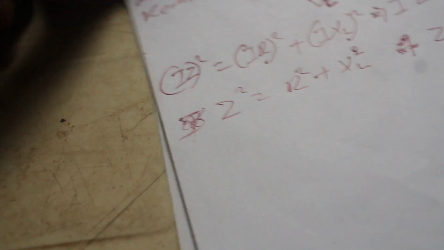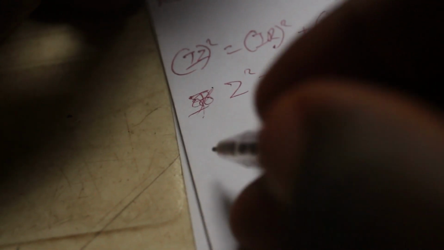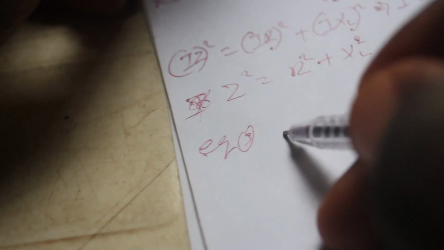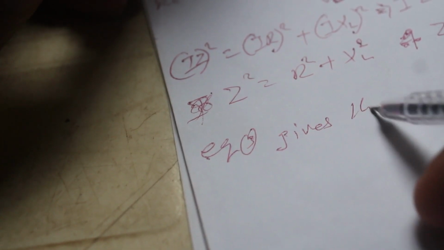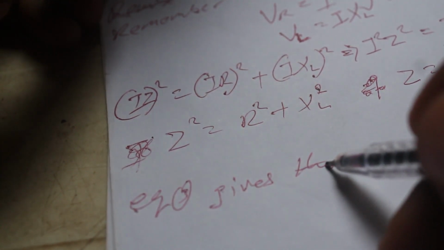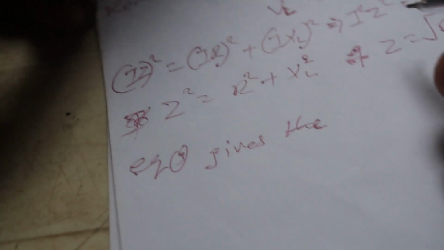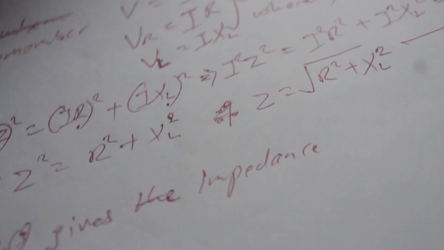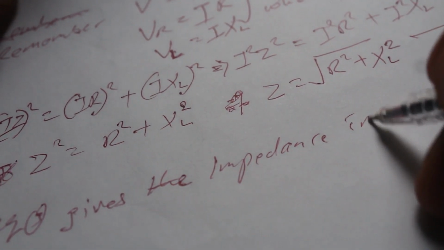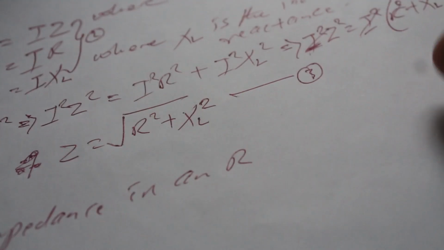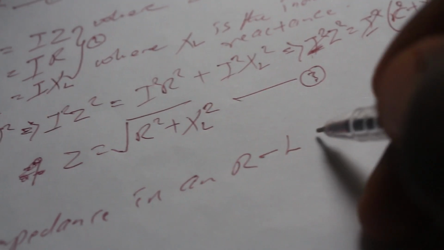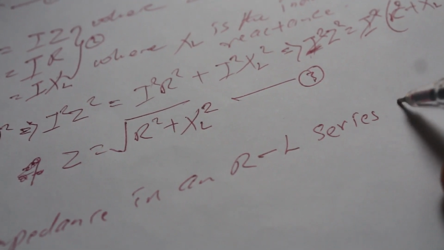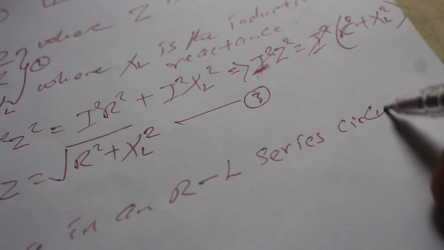Now equation 3 gives the impedance in an RL series circuit. So that's it.